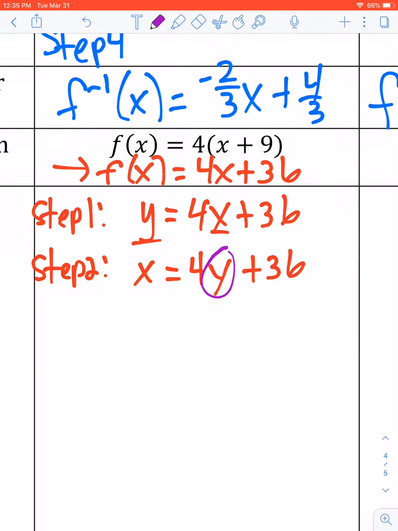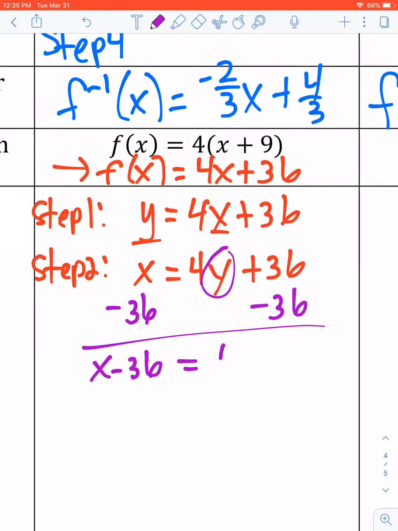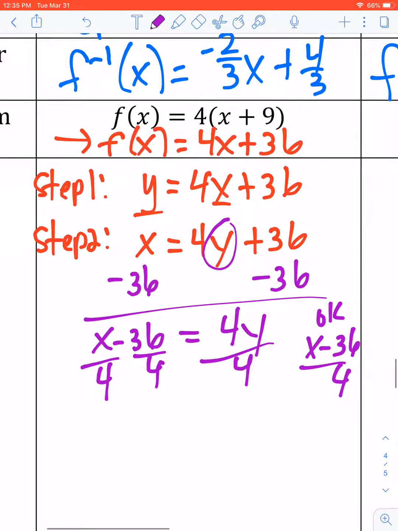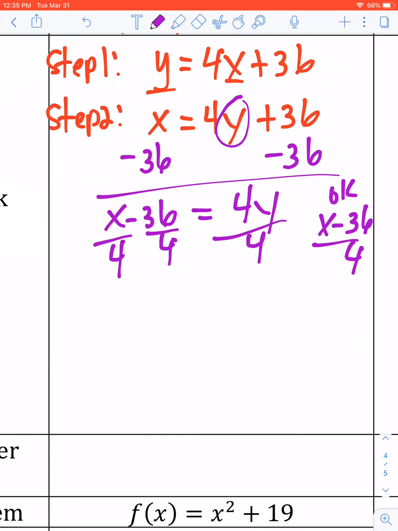Step 3, I have to get y by itself. So I'm going to subtract 36 from both sides. Then I'm going to divide everything through by 4. Again, it is okay to leave it as x minus 36 over 4. I'm just trying to prepare you for the future. So this becomes 1/4 x. 36 over 4 is 9.